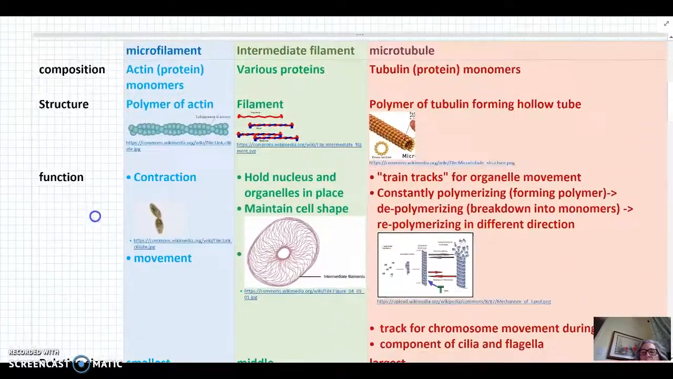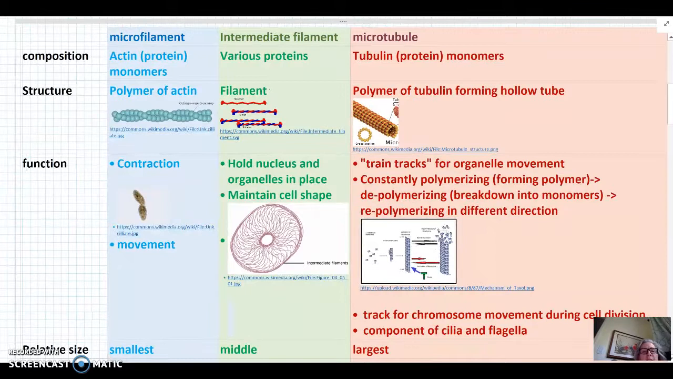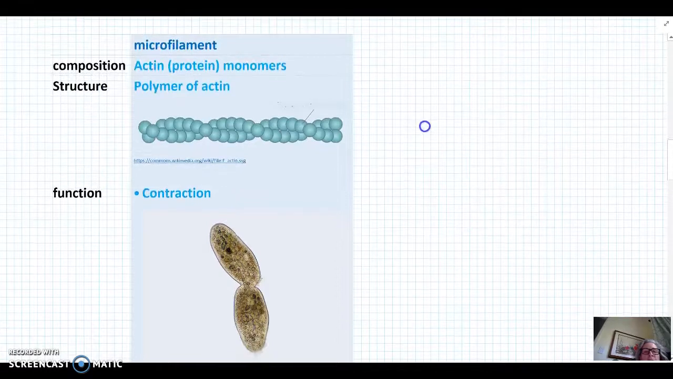We're going to go through three separate structures that form the cytoskeleton. That's the microfilaments, the intermediate filaments, and the microtubules. And we'll go through the composition, the structure, the function, and the relative sizes of these three different parts of the cytoskeleton. So let's start with the microfilament, which happens to be the smallest one.